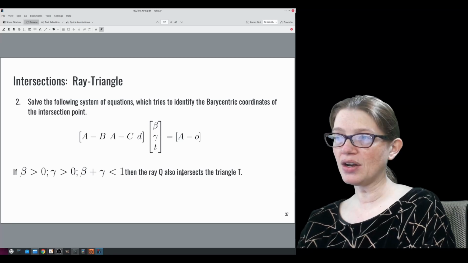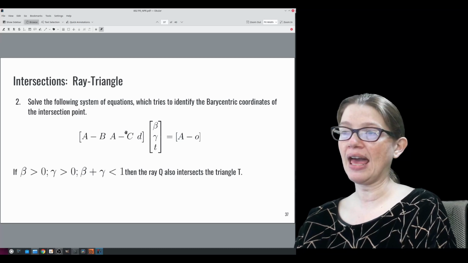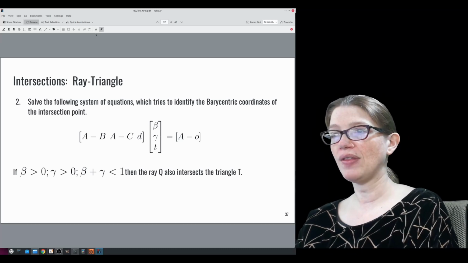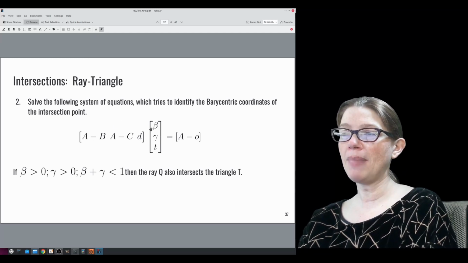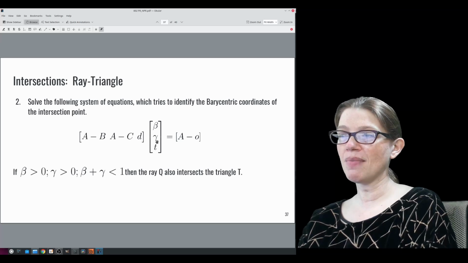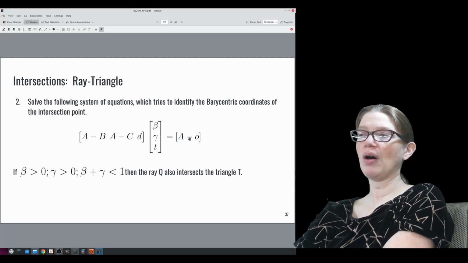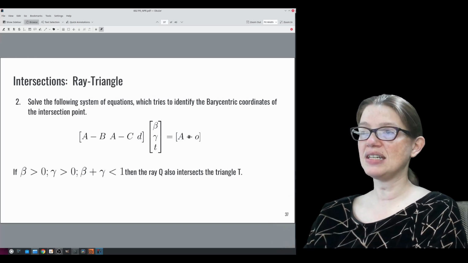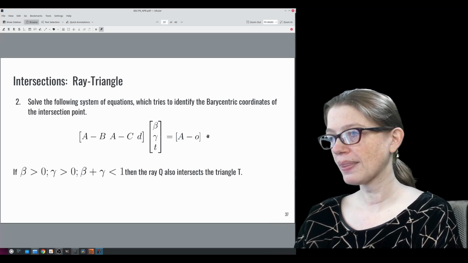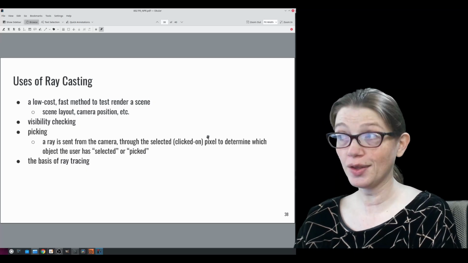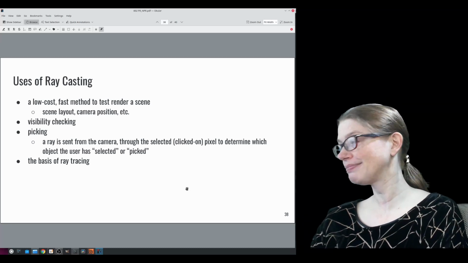Now keep in mind, I know there's a lot of letters here and there's no numbers. We know the values of everything but beta and gamma. So we can figure out everything else, because what we would have is A minus B times beta plus A minus C times gamma plus D times T equals the first component of A. So you end up getting a system of equations, which we would then use a linear solver for. Ray triangle intersection is very expensive, by the way. Definitely more expensive than doing ray sphere intersection.